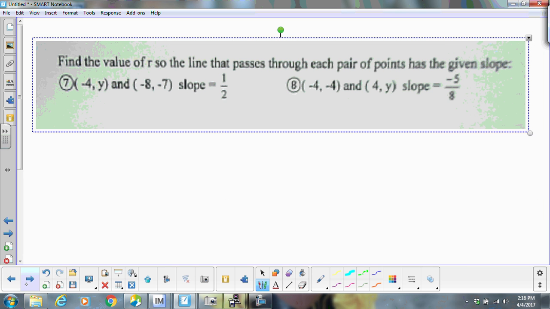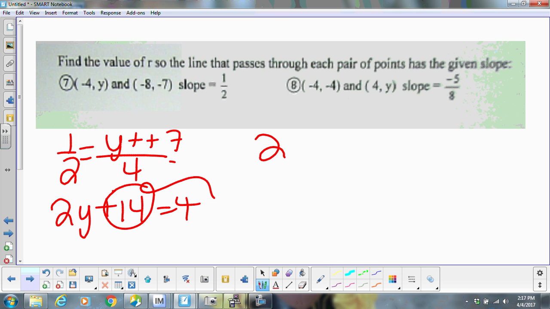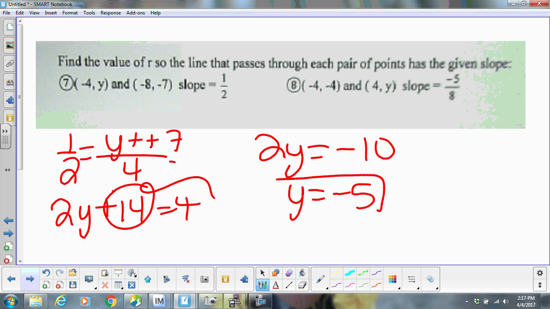All right, 7 and 8 are the same types of problems, so I'm going to work through number 8. We're going to start off with our slope: y minus negative 7 over x, oops, x is negative 4 minus negative 8, which changes to 4. That's going to cross multiply and give me 2y plus 14 equals 4. Move my 14 over, so 2y equals negative 10 and y equals negative 5.